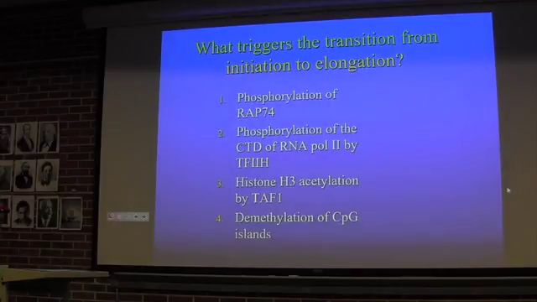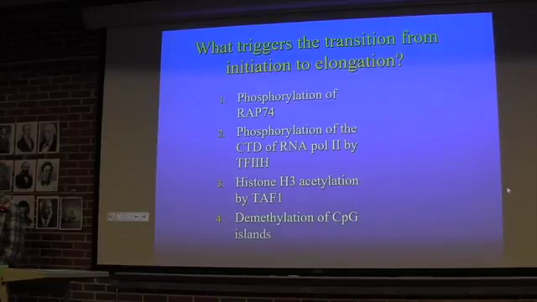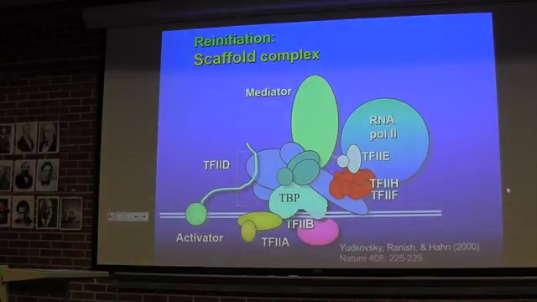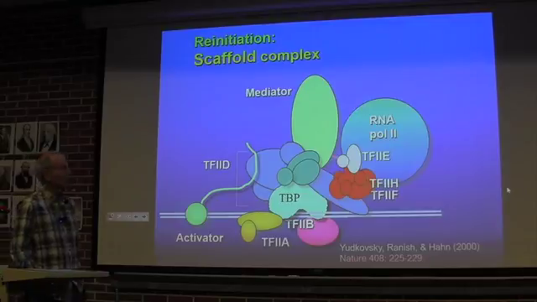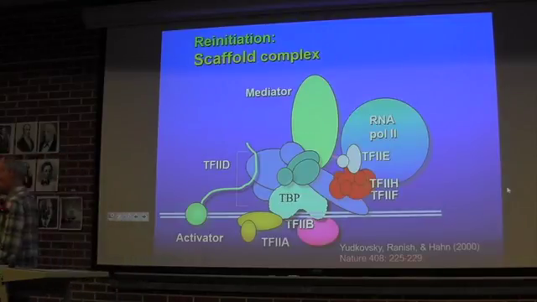What triggers the transition from initiation to elongation? Phosphorylation of RAP74. Nope, sounds like I'm saying stuff, doesn't it? But I'm not. Phosphorylation of the CTD by Pol II by H. That looks right. Let's look at some more here. H3 by TAF. D. Nope, it's got to be 2. Okay. I think this is the last of the basic concepts before we look at some pretty pictures of structure.